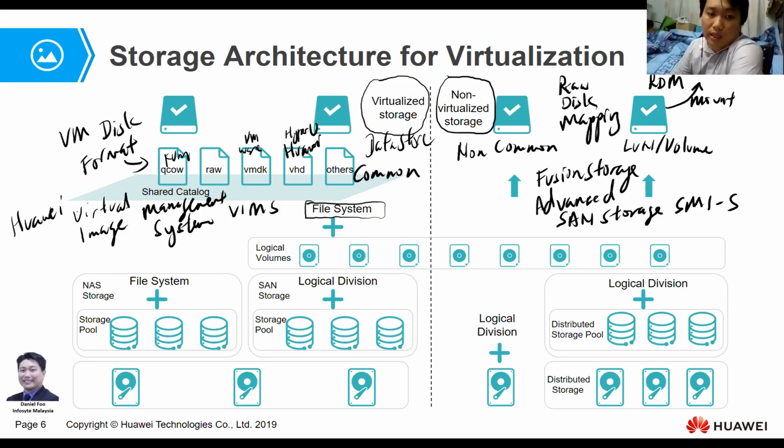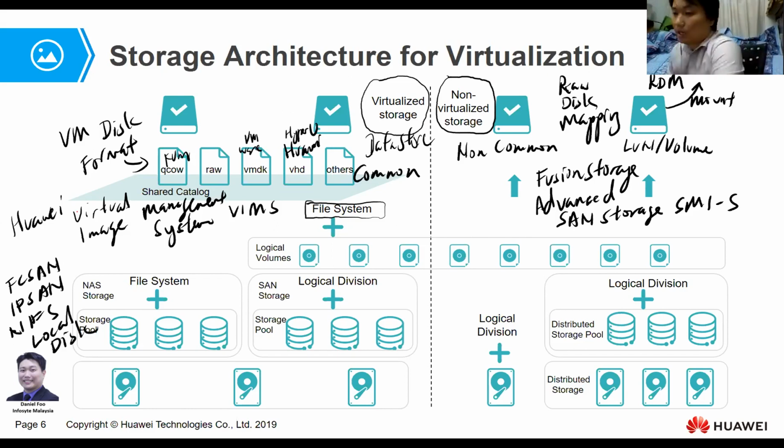Over here, we will need to format it with a file system, and we are able to support FC SAN, IP SAN, NFS, and also local disk. So these are the few storage types that can be used for virtualized storage or data store.